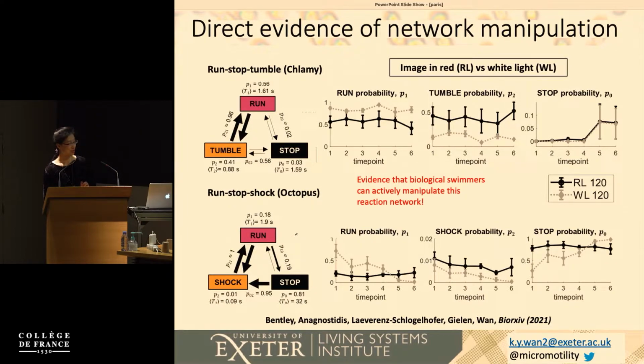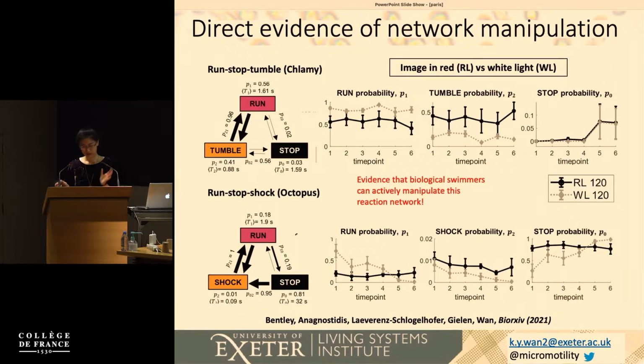Meanwhile, the octopus species has a very different behavior. For example, run probability decays over time in the white light, but not in red. And also the stop probability increases dramatically, which means that you're much more likely to observe an octopus cell in its stationary state. So the take-home message from this slide is that long-time statistics give us a way to really access what is going on in terms of these transition probability states.